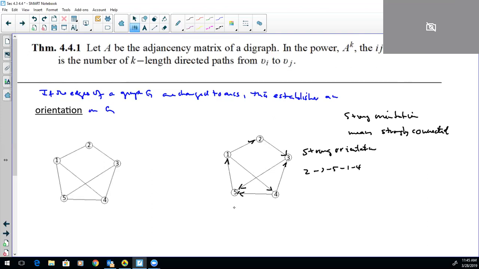And there's a way to look at this. We have a graph is strongly oriented if and only if it is connected and has no bridges. Okay, we'll look at this a little more later on. Okay, just about done.